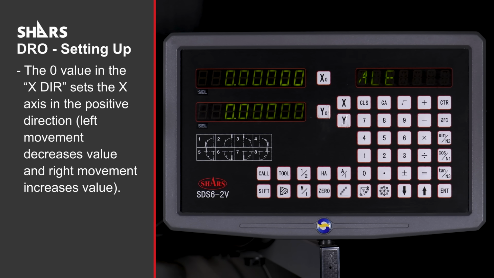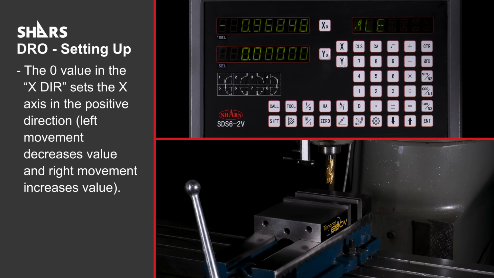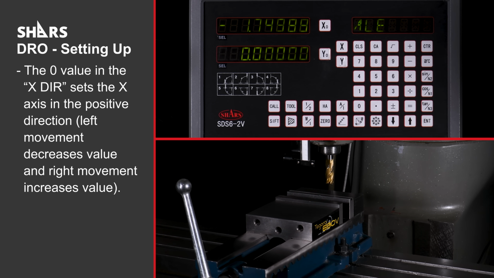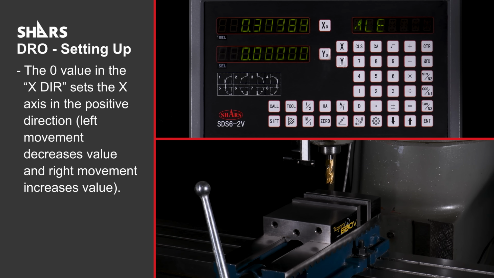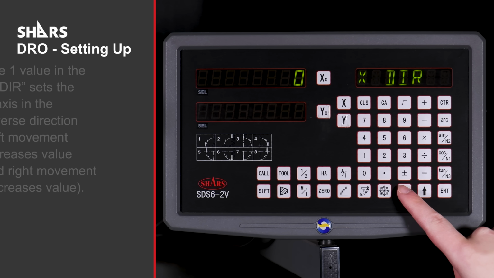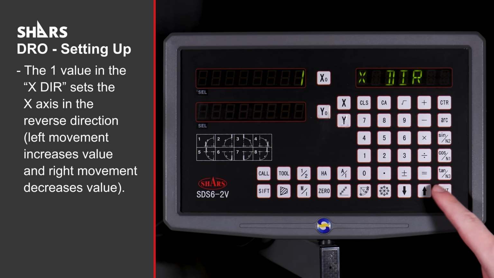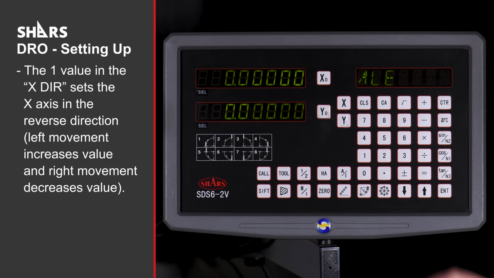The 0 value in the X direction sets the X-axis in the positive direction, where leftwards movement decreases the value and rightward movements increases the value. The 1 value in the X-axis will reverse the directions, making leftwards movement increase and rightward movements decrease the value.